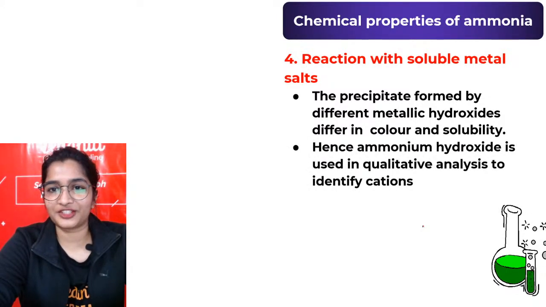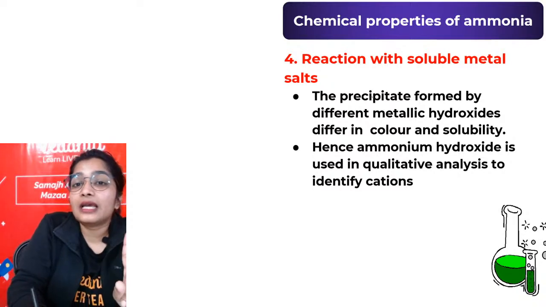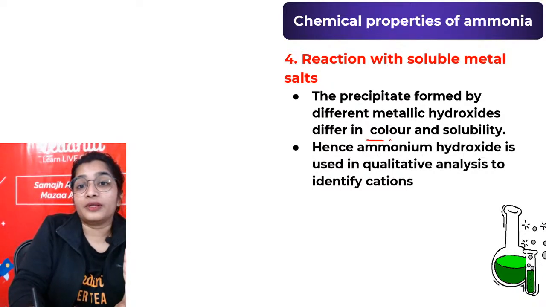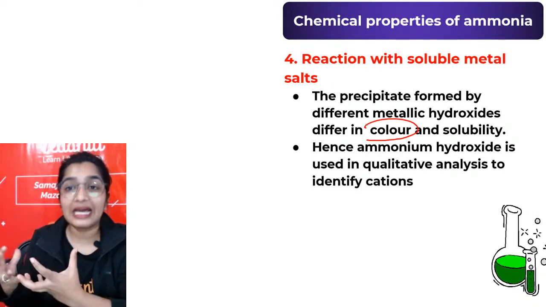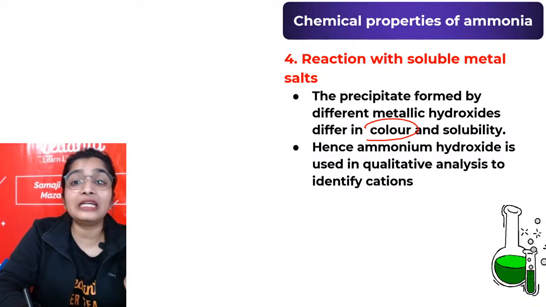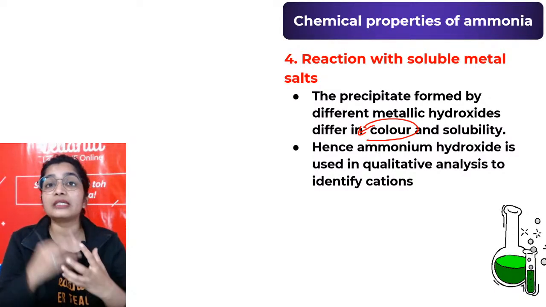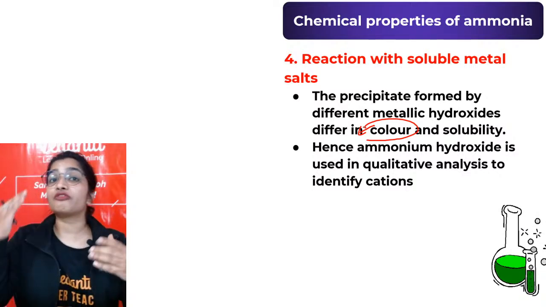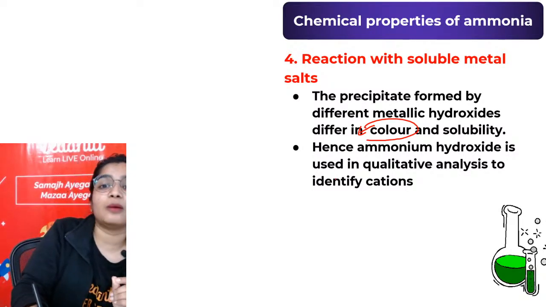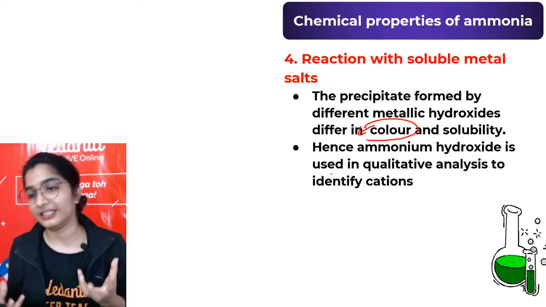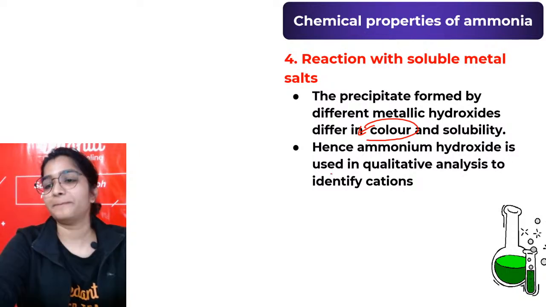See, the precipitates formed by the different metallic hydroxides have different colors. So this is the reason that in the qualitative analysis of the cation we use ammonium hydroxide as a reagent. Okay?